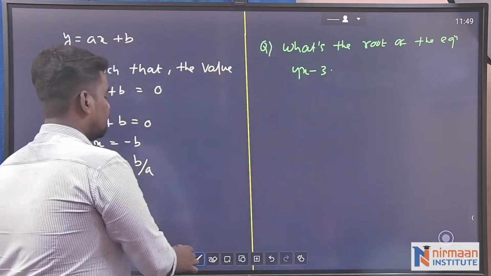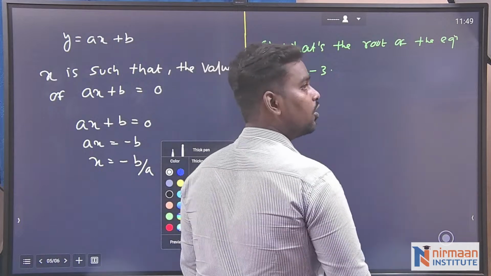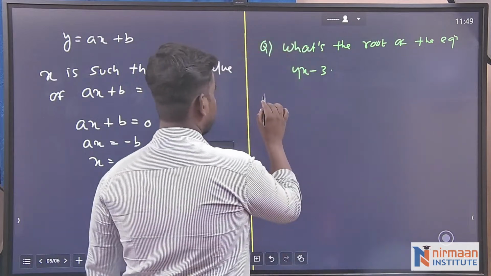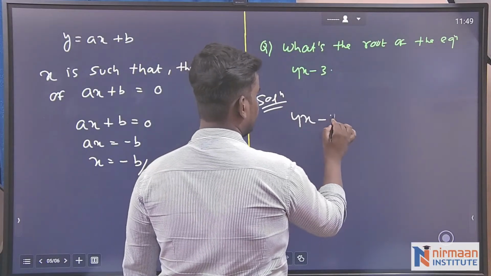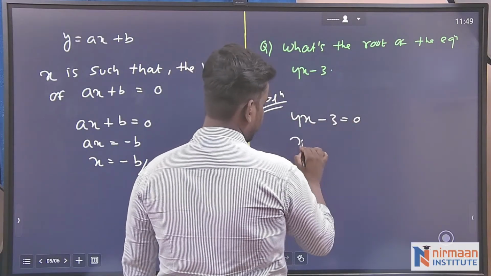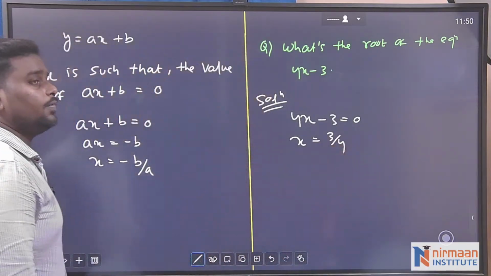So what is the solution? Root means the value of x such that the equation becomes 0. So 4x minus 3 equal to 0. So how much is x? It's 3 by 4, right? Okay, fine.